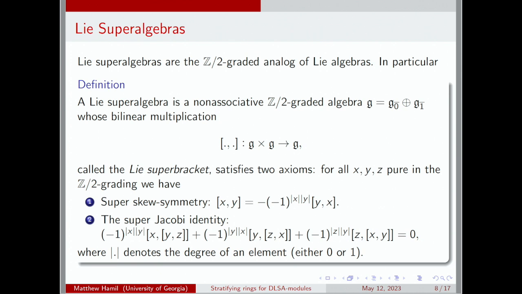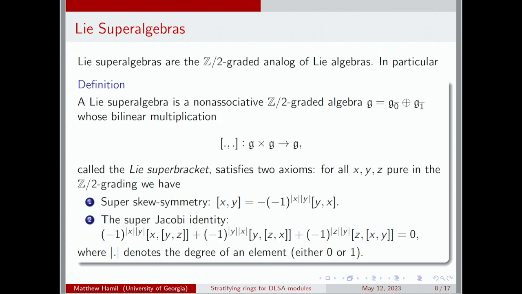Okay, so now I'm going to shift gears. This is a Lie theory conference, so why am I talking about this stuff? Lie superalgebras are the Z2-graded analog of ordinary Lie algebras. It's a non-associative Z2-graded algebra, and the super bracket satisfies the graded analogs of the ordinary Lie algebra axioms.